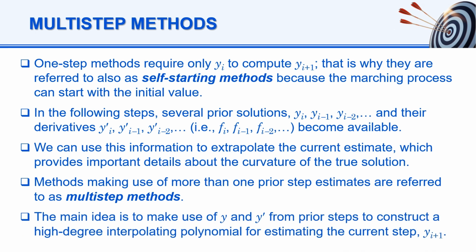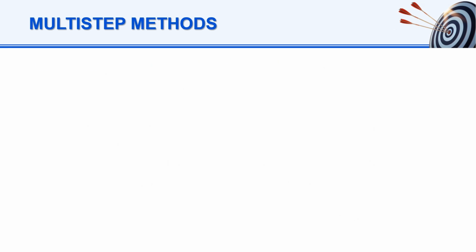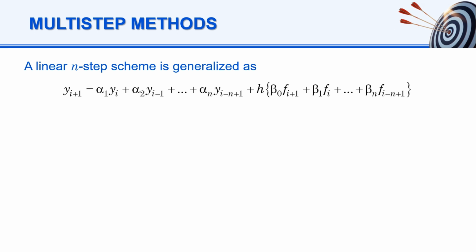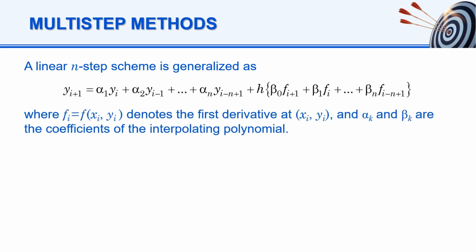The main idea is to make use of y and y prime from prior steps to construct a high-degree interpolating polynomial for estimating the current step, y_{i+1}. A linear n-step scheme is generalized as follows, where f_i equals f(x_i, y_i) denotes the first derivative at (x_i, y_i), and alpha_k and beta_k are the coefficients of the interpolating polynomial.